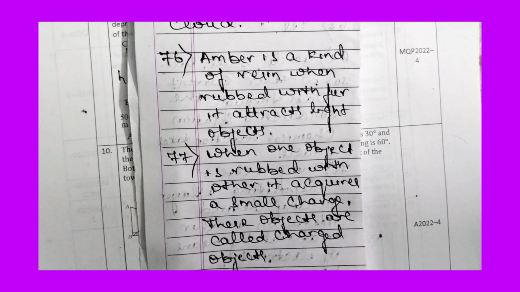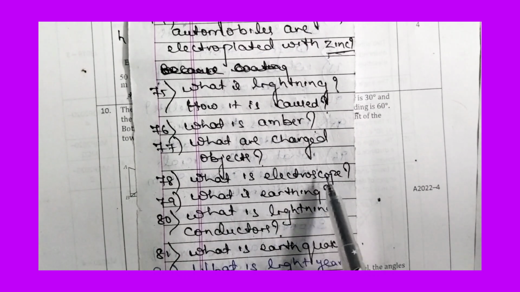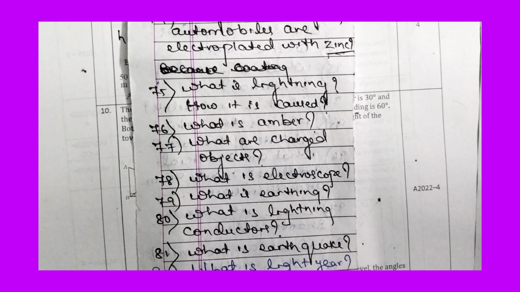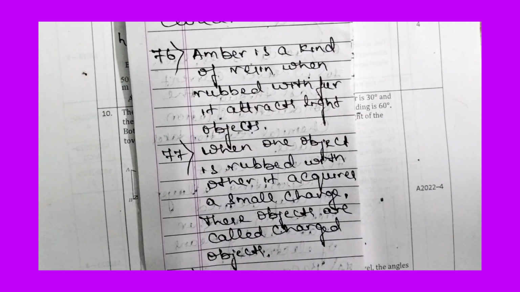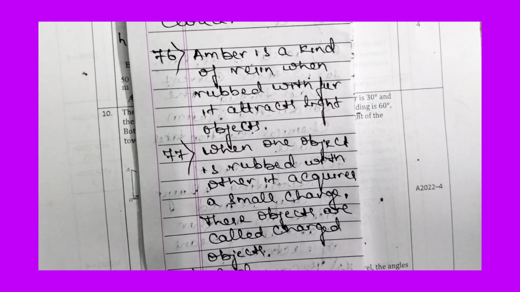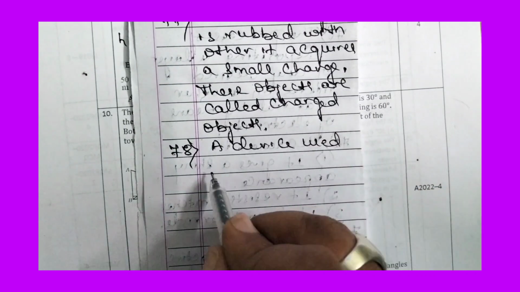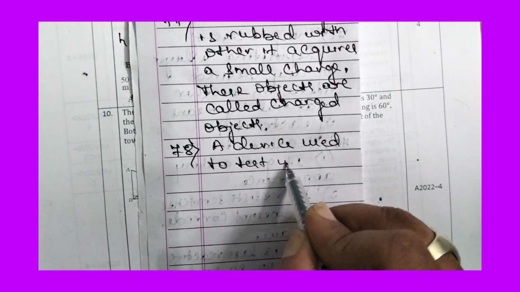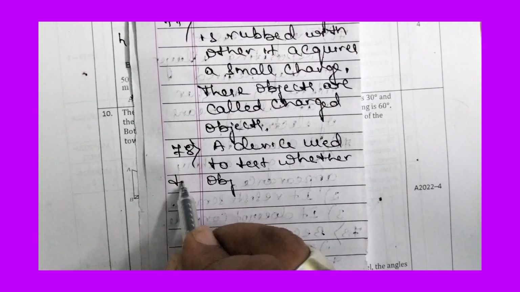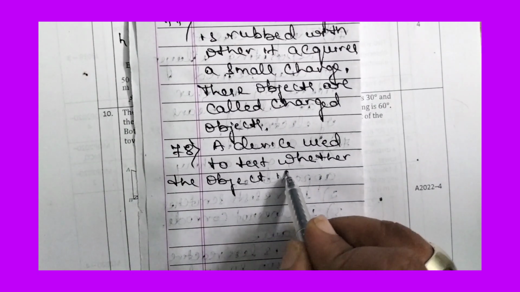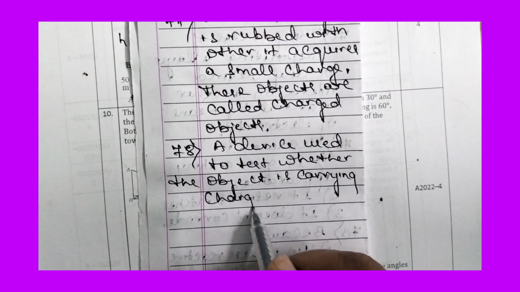Now let us move to the 78th question. That is, what is electroscope? Now let us answer the 78th question. The answer for this question is, electroscope is a device used to test whether the object is carrying charge or not.